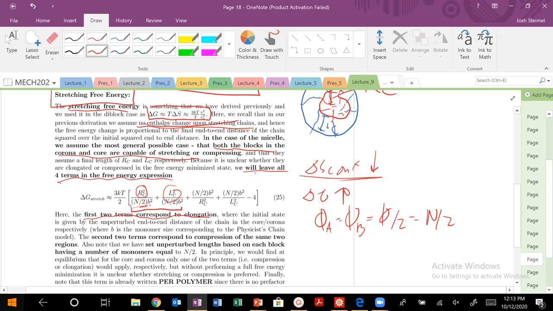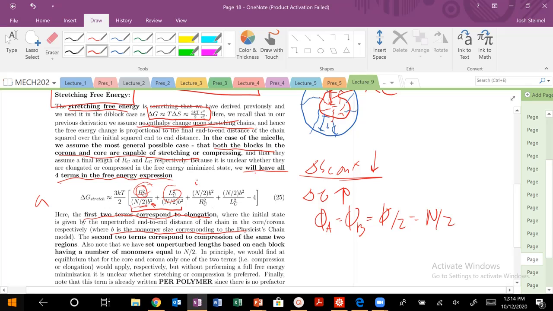It is just going to be the number of monomer units times b squared. You can replace this with a, but again, it's just the size. b is the monomer size. We're using the physicist's chain model, but you could equivalently use a as well. Anyways, so if we're stretching, this term becomes large, and we increase our free energy. If these values are really large, these values will go basically to 0.